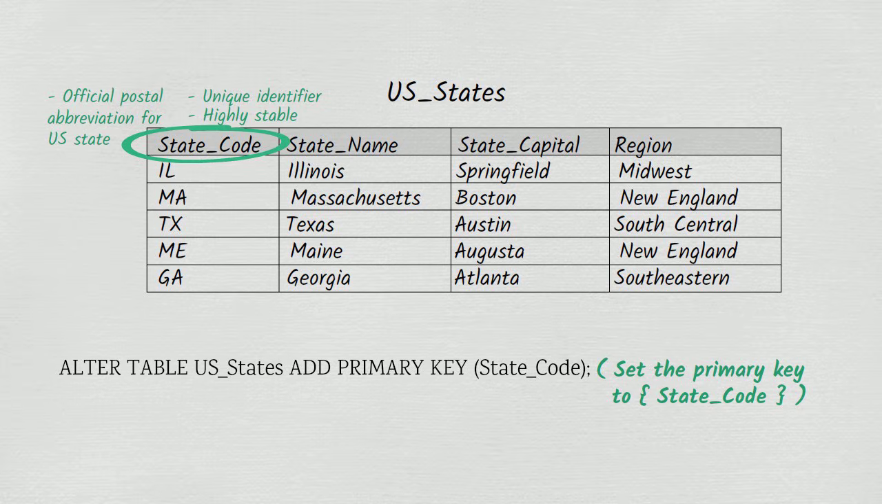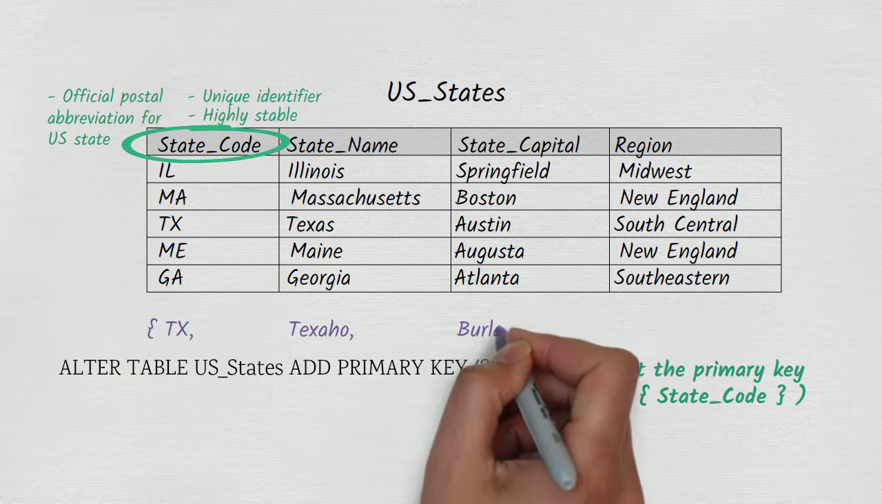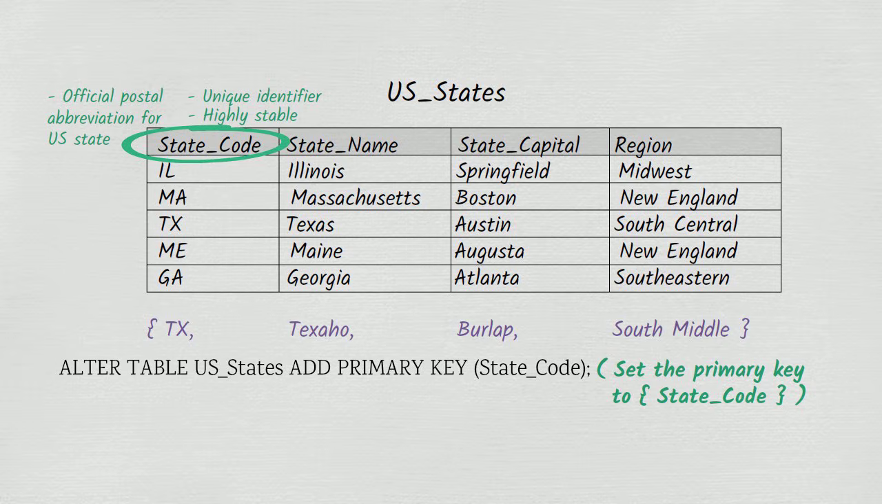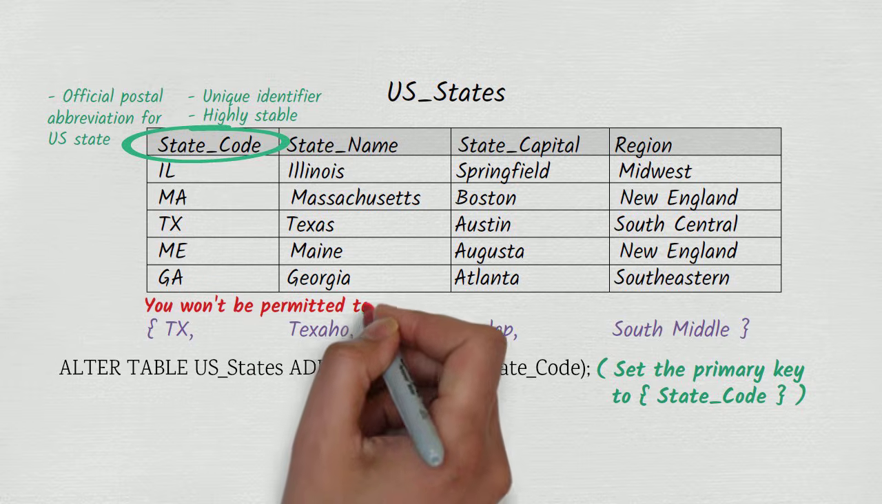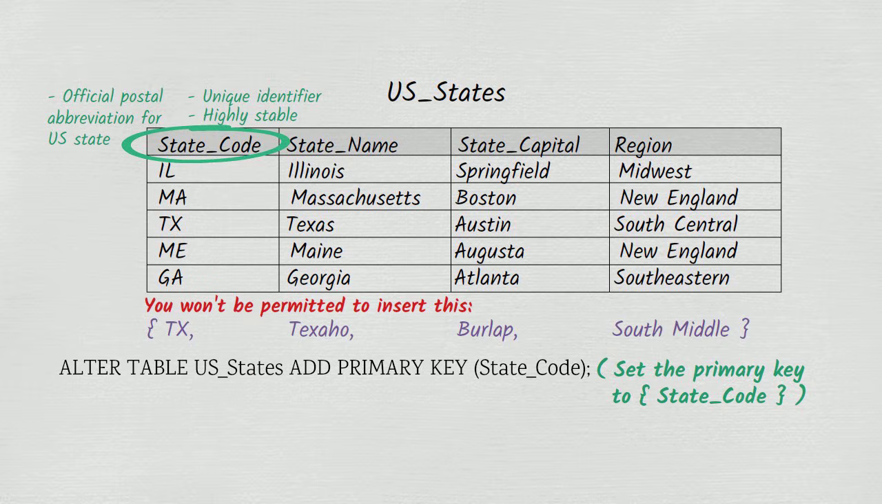What this means in practice is that if a row currently exists in the U.S. states table with state code TX, and somebody tries to insert an additional row with state code TX, then the insert will fail. By making state code the primary key, we're signaling that state code is going to be a 100% reliable shorthand for referring to a specific state. In other words, for referring to a specific row in the U.S. states table.